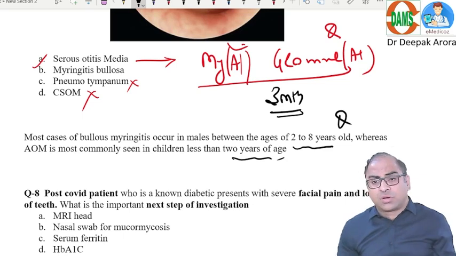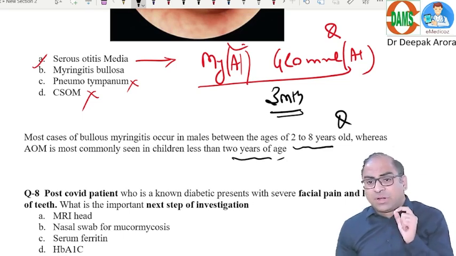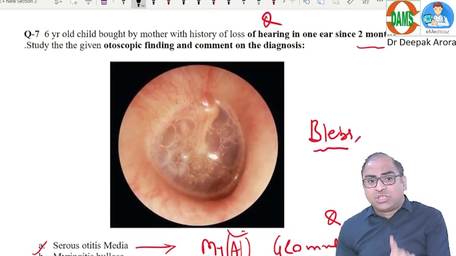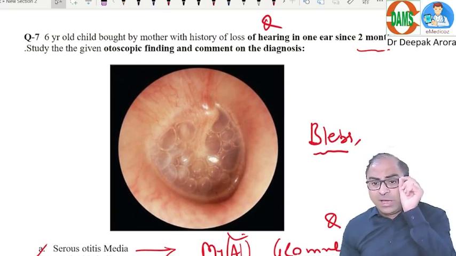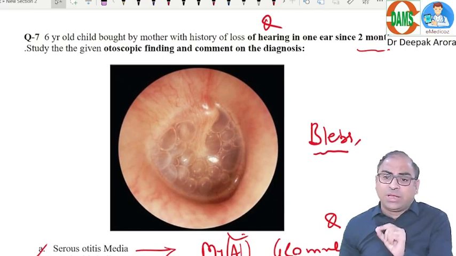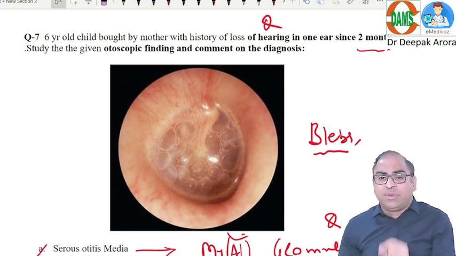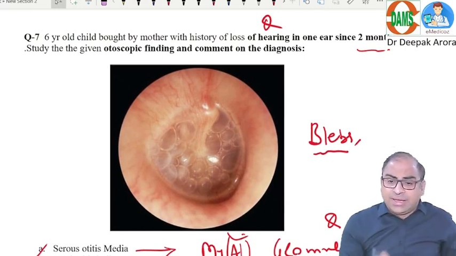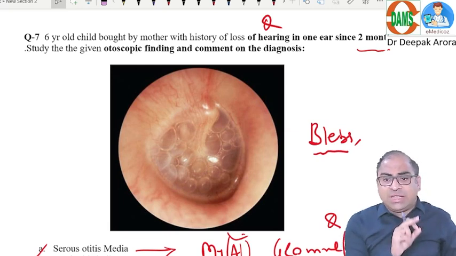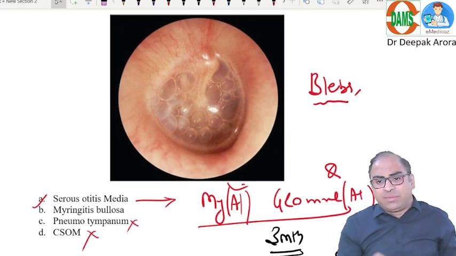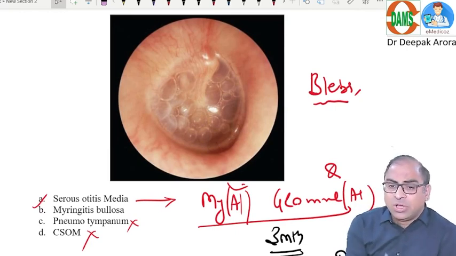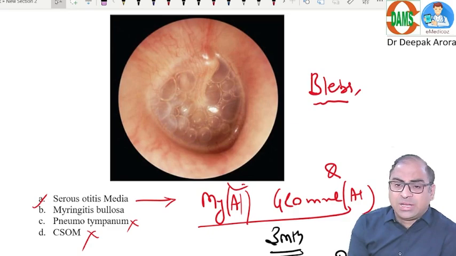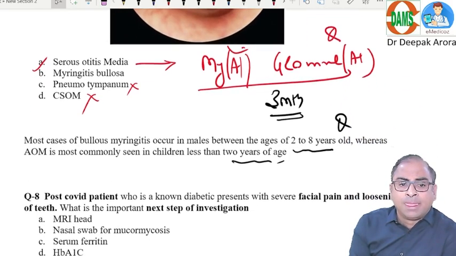First point, important concept. If I apply the age of the patient, it will be going in favor of myringitis bullosa. Even then, because painful blebs and painful swelling are not mentioned, the answer will be serous otitis media. As far as age distribution goes, option B is a better choice, but the answer is serous otitis media because the patient is having hearing loss. No pain word is mentioned in the MCQ, so the answer will be option A.